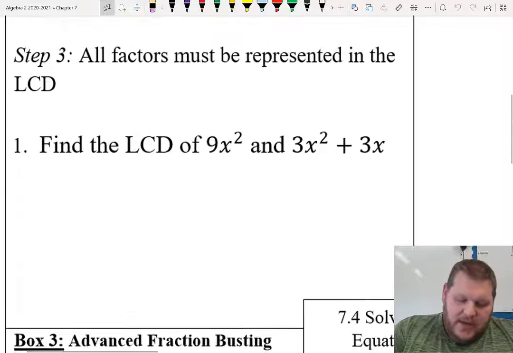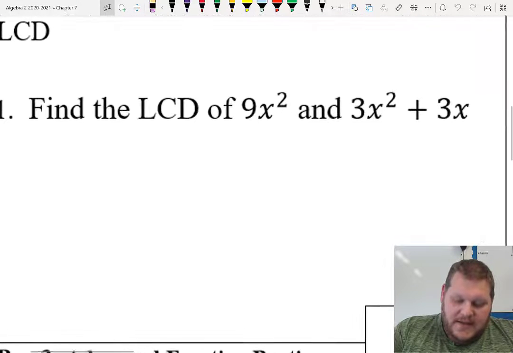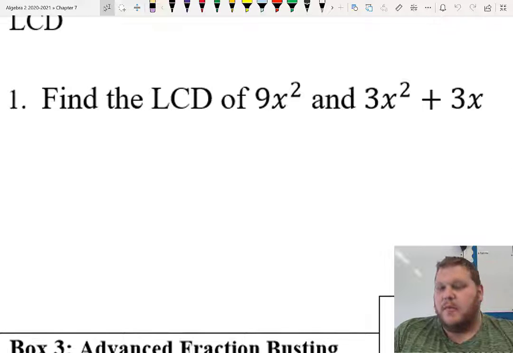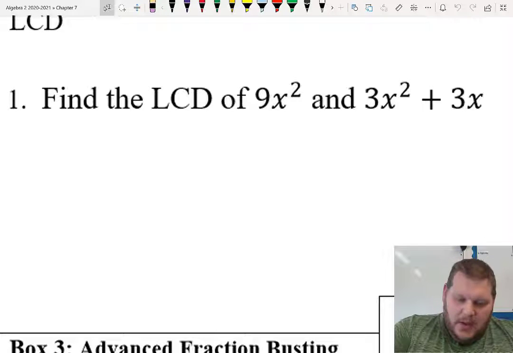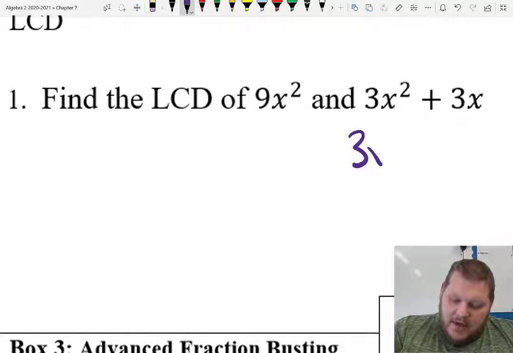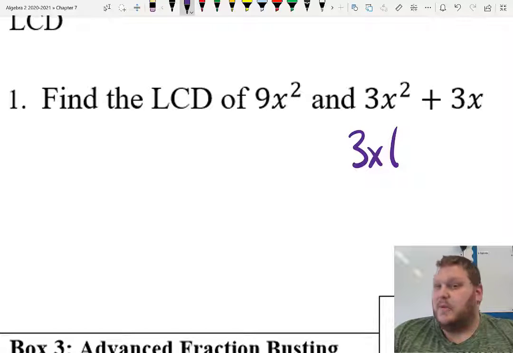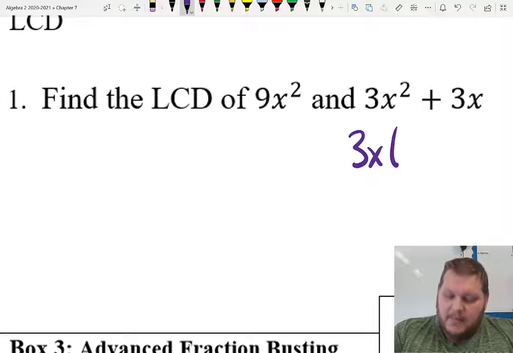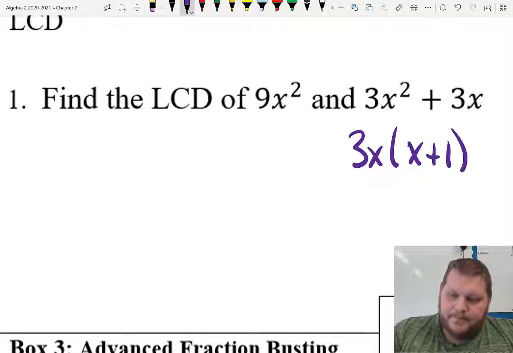So just as a quick recap for us, if we wanted to find the LCD of 9x squared and 3x squared plus 3x, we would start by factoring. 9x squared is already factored as far as it can. In my second expression, 3x squared plus 3x has a 3x in common. That leaves me with x plus 1.